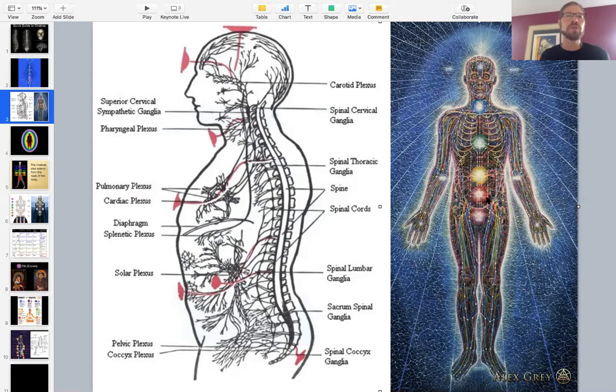Now, one of the reasons, and I'm picking this up from Donna Eden, one of the reasons that the colors of each one, there's kind of a classic color to each one.